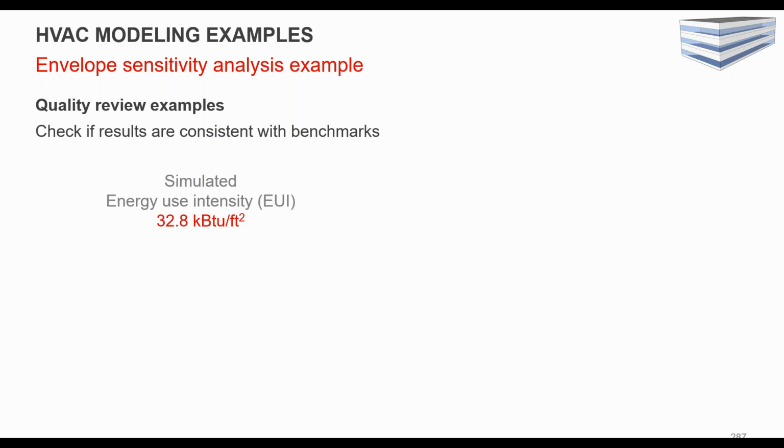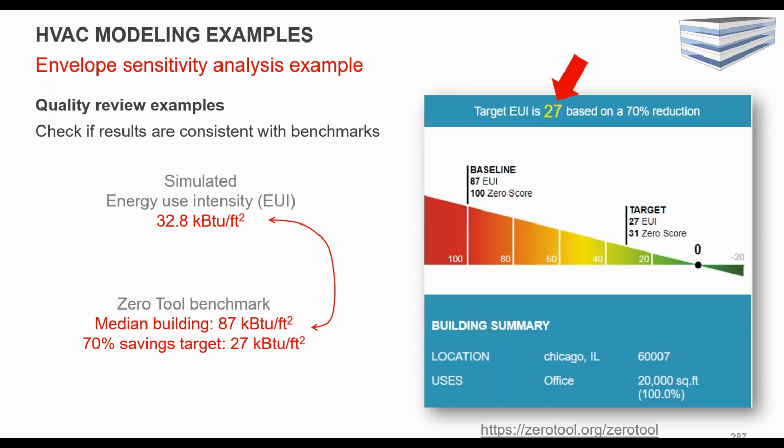And again, one other thing, you might go look at benchmarks, right? So this is checking consistency of data, making sure that what you've simulated is in line with typical buildings in the same climate zone. So one place you could go look is the ZERO tool, which gives you a median building output, which they consider to be 87 kBtu per square foot. In this case, we're simulating about 33 kBtu per square foot. So it gives you an idea that you're in that range, close to 70% savings compared to a typical building.